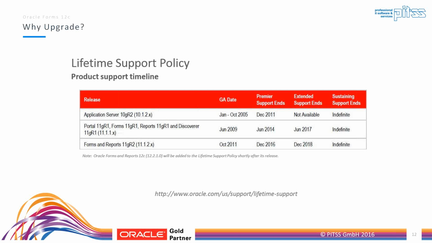Second one is, of course, a question of support. Only 11g R2 still has premier support for a couple of months. Extended support is not much better at the moment. So if you're running an application which is critical for your business and you're not under support, it can get very expensive for you and for your company. There are probably some more reasons, but these two should be enough to at least think of upgrading to the latest version of Oracle Forms.